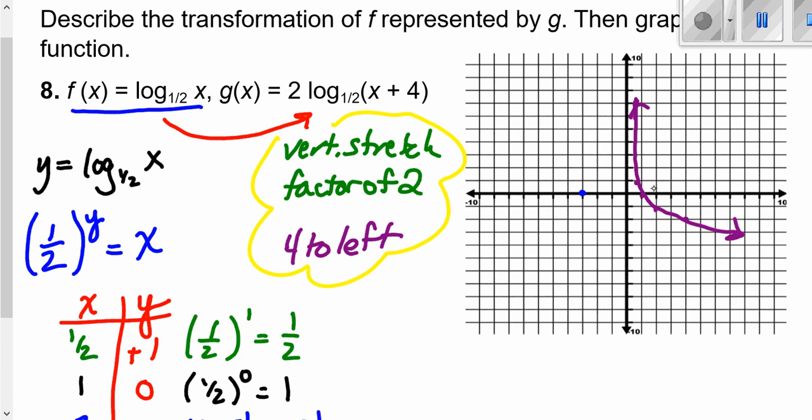Oops. I forgot I was in between. 1, 2, 3, 4. Here you go.